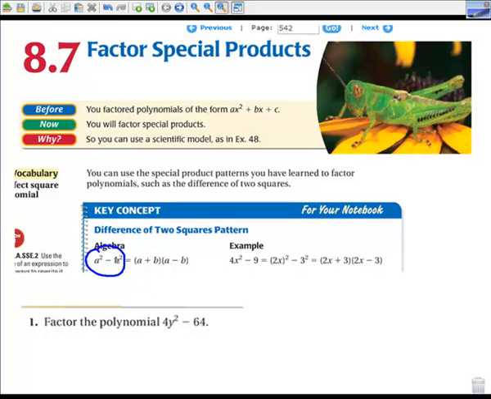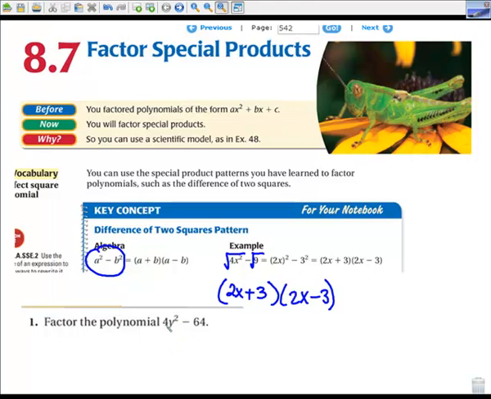And to break it down, you take the square root of the first term, the square root of the second term, and you separate it by addition and subtraction. So for example, 4x squared, I know the square root of 4x squared is 2x. I know the square root of 9 is 3, so I simply go 2x plus 3 and 2x minus 3. These are pretty easy. They're always in the same format, where you're going to have only two terms and they're both going to be perfect squares separated by a subtraction sign.